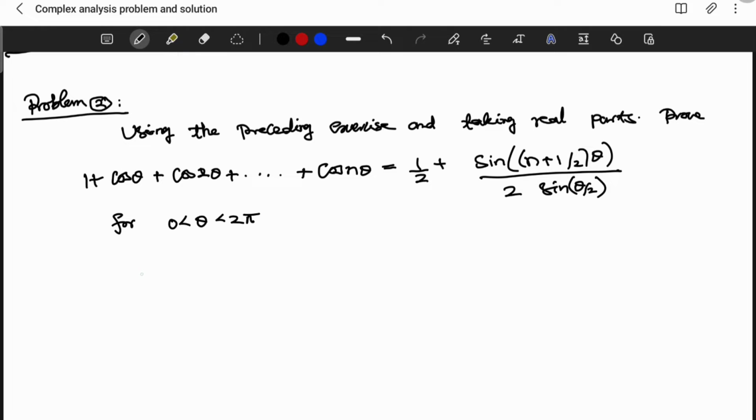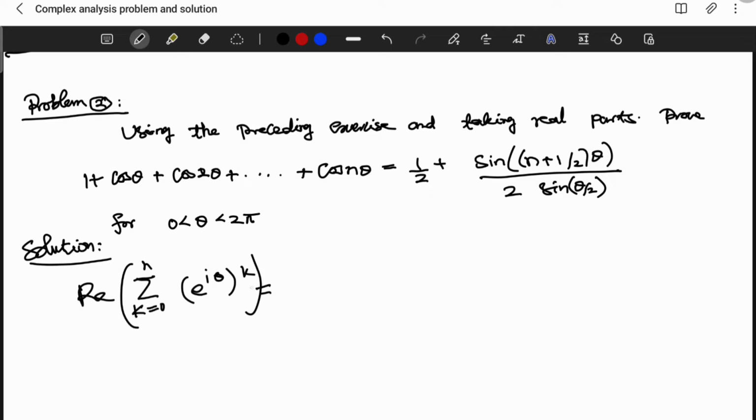Let us look at the solution. Look at the sum for k equal to 0 to n of e power i theta k, where z is replaced by e power i theta. We know the real part of this is 1 plus cos theta plus cos 2 theta plus dot dot dot plus cos n theta, using de Moivre's theorem, and you can use sine and cosine defined through the exponentials.